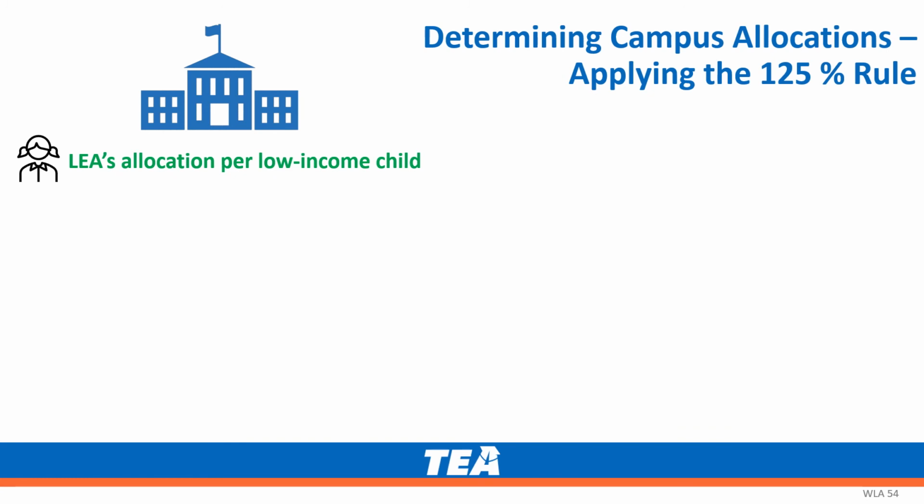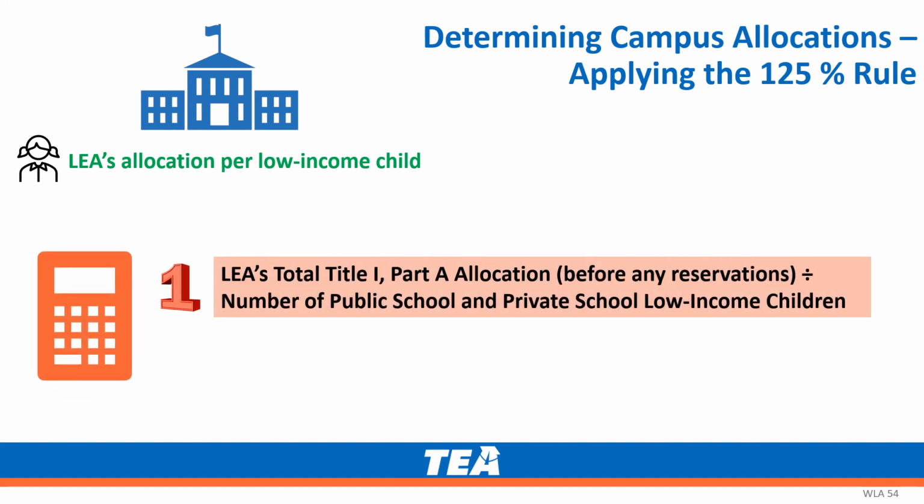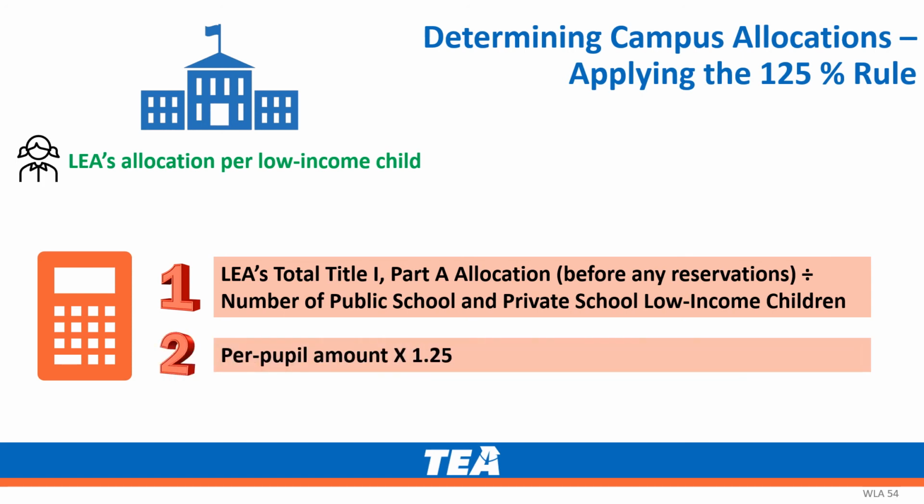Determining the LEA's allocation per low-income child is a two-step process. An LEA's allocation per low-income child is the LEA's total Title I allocation before any reservations divided by the number of public school and private school low-income children in the LEA as determined using the poverty measures selected by the LEA. The LEA then multiplies this per pupil amount by 1.25 to determine the minimum amount per low-income child.